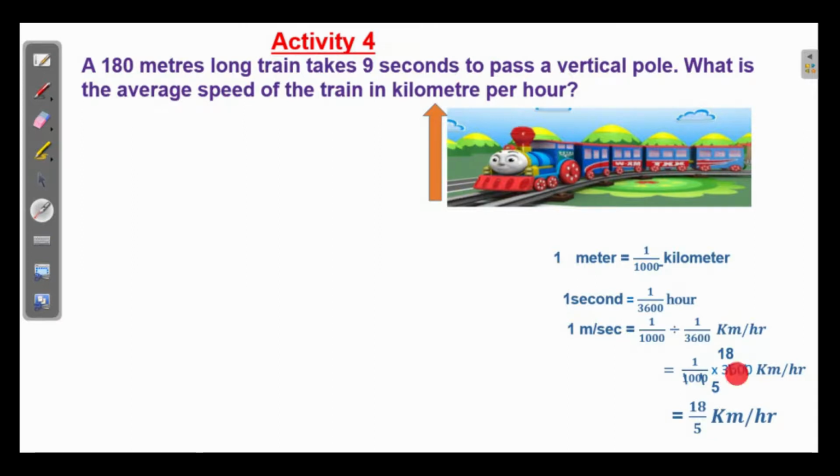Now we can strike off these two zeros and these two zeros. Then there remains 36 and here 10. In 36, how many 2's are there? 18. And in 10, how many 2's are there? 5. So here it is 18 by 5 kilometer per hour. So we have to bear in mind 1 meter per second is equal to 18 by 5 kilometer per hour. That would be easier for doing such problems.